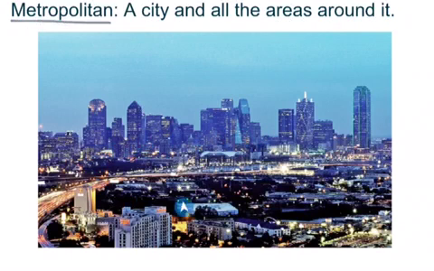Now here we see downtown Dallas. When we talk about a metropolitan area, we not only talk about the downtown and the busyness that we see here, we talk about all the surrounding areas. Now around Dallas, there's Irving, Fort Worth, Plano, and all the areas surrounding Dallas.